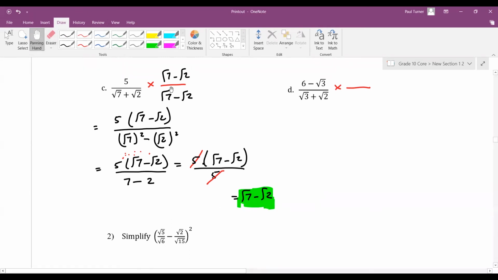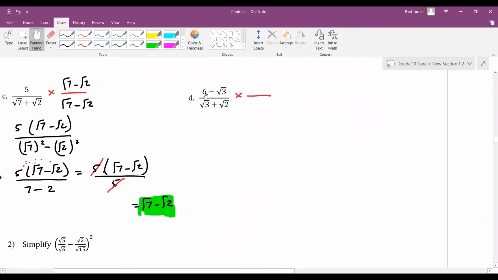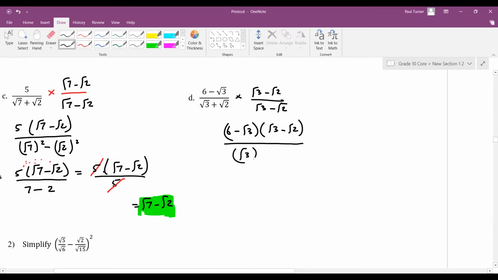Okay, so a little bit more complicated because you've got more surds here and there, but shouldn't be a big problem. So multiply by your conjugate. So root 3 minus root 2, root 3 minus root 2, and then put them together if you like. So 6 minus root 3, root 3 minus root 2, and in the denominator, a plus b, a minus b, a squared minus b squared.